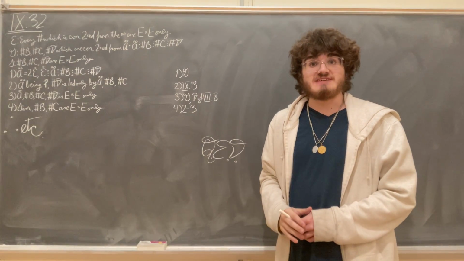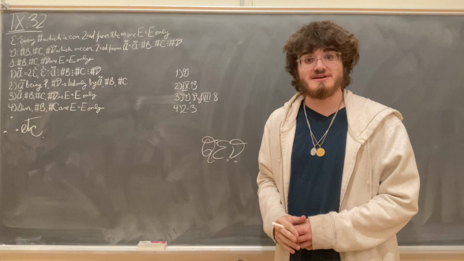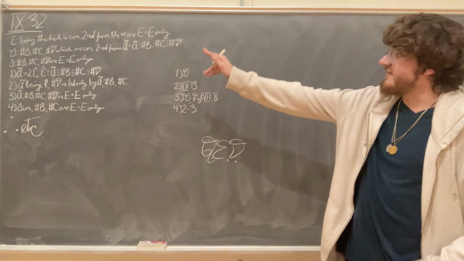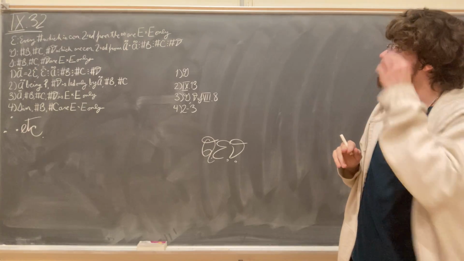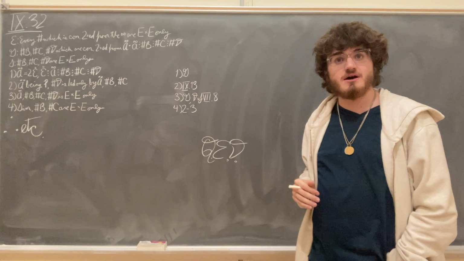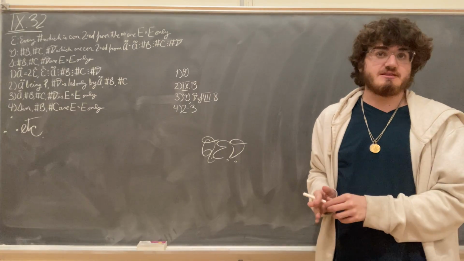Hello! This will be a demonstration of Proposition 32 from Book 9 of Euclid's Elements, which says that every number which is continuously doubled from the dyad is even times even only. A few things to talk about in this enunciation.